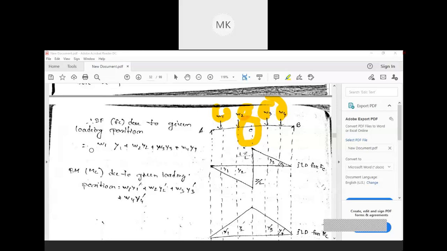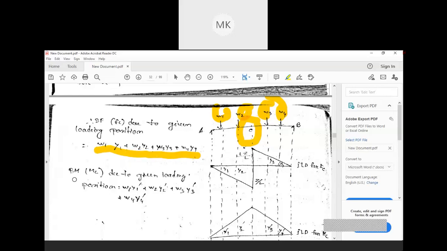Here you see, the only simple difference is that we need to add all the loading system. Earlier it was given by only W into Y, but now we need to take all the loads, like W1 Y1 plus W2 Y2 plus W3 Y3 and so on. We need to consider all the loads.